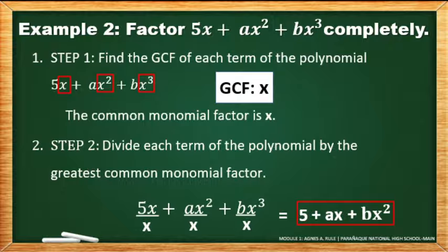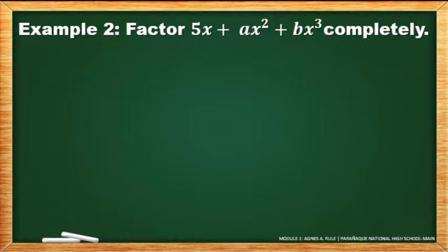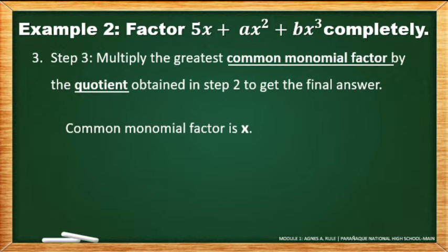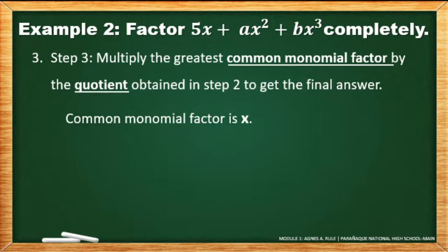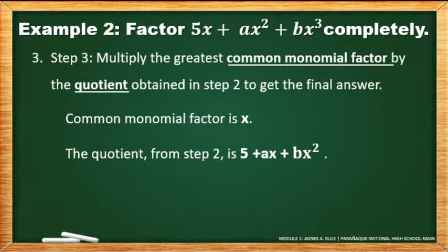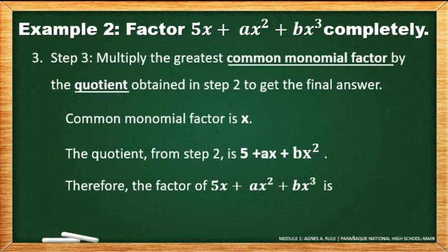So, step number 3 na tayo. Multiply GCF and quotient. So, common monomial factor is x. The quotient from step 2 is 5 plus ax plus bx squared. So, therefore, the factor of 5x plus ax squared plus bx cubed is x times of 5 plus ax plus bx squared.